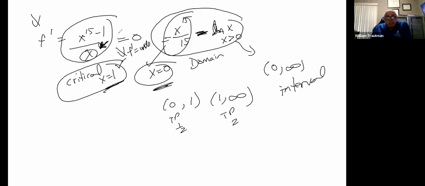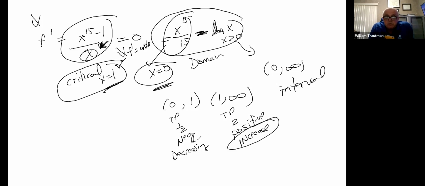If I put 1/2 in the first derivative, I'm going to try it. 1/2 raised to the 15th power, minus 1, and then I'm going to divide it by 1/2. I get a negative number. That means the function is decreasing. And when I put 2 into that function, 2 raised to the 15th power, then minus 1, and I divide it by 2, I get some huge number. It's positive though. So it's an increasing function. So from 0 to 1, it's decreasing, and from 1 to infinity, it's increasing.